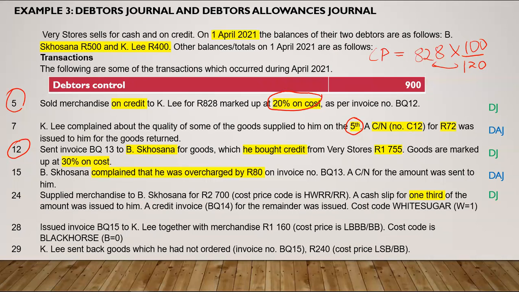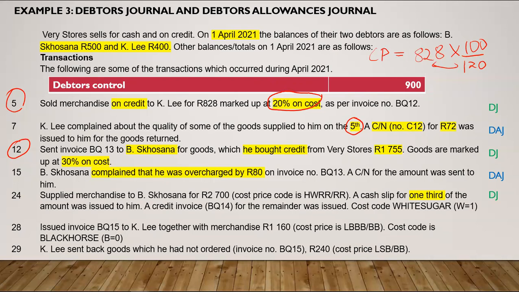Let's go back to the question again. It says that we supplied merchandise to Biscosana for 2,700, and they gave us the cost code, which is HWRR/RR. And then they said a cash slip for 1/3 of the amount was issued to him. A credit invoice BQ14 for the remainder was issued. And then they gave us the cost code, which is white sugar.